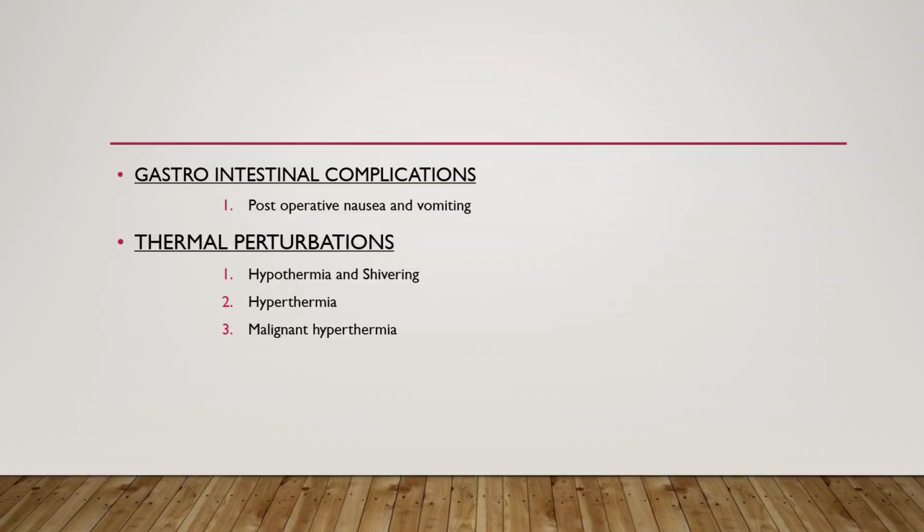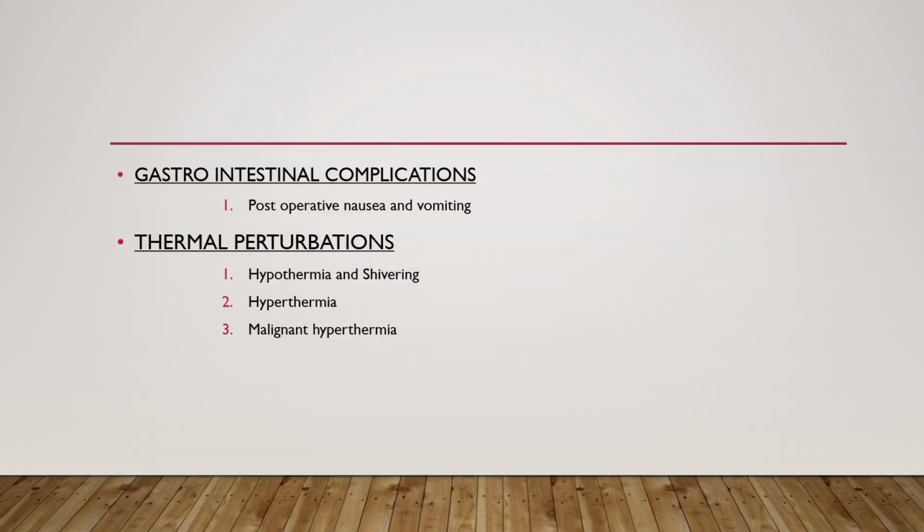Next one is hyperthermia. Causes of hyperthermia in anesthesia are hypermetabolic states like thyrotoxicosis and pheochromocytoma, neuroleptic malignant syndrome due to phenothiazines, drug-induced causes like atropine, pethidine, MAO inhibitors, tricyclic antidepressants, and amphetamines, and injury to the hypothalamic temperature regulatory centers.